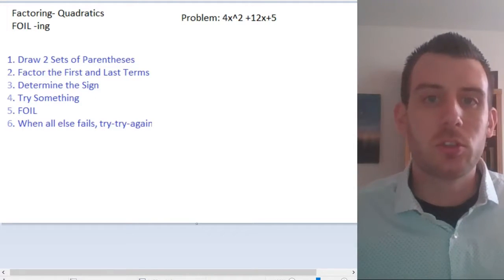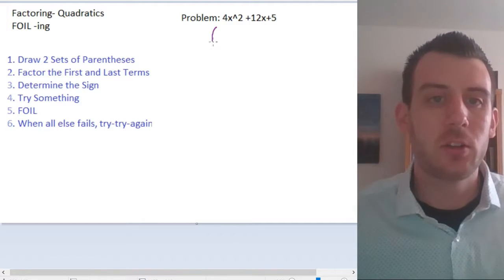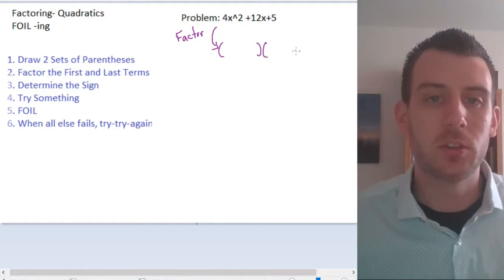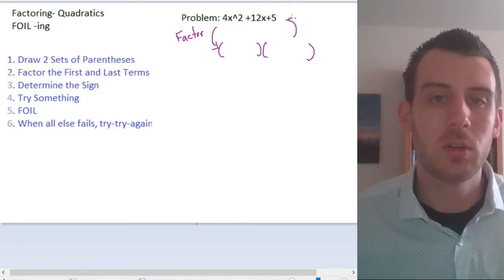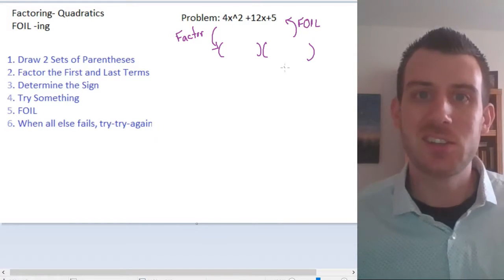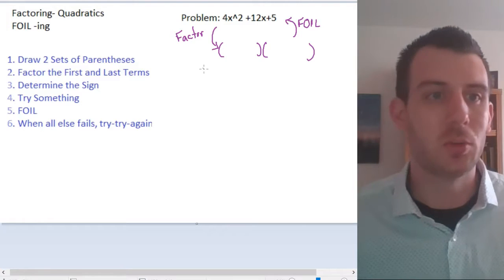Factoring is going to break something down into its parentheses. And then foiling is just an acronym for how to multiply those parentheses back together to get to our original equation. So let's take a look.